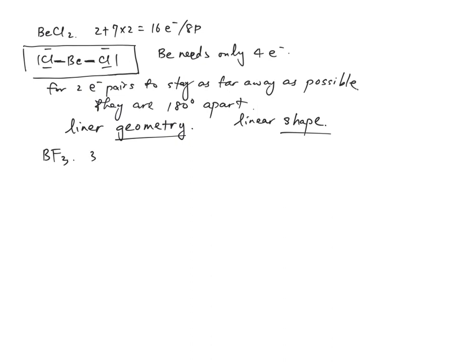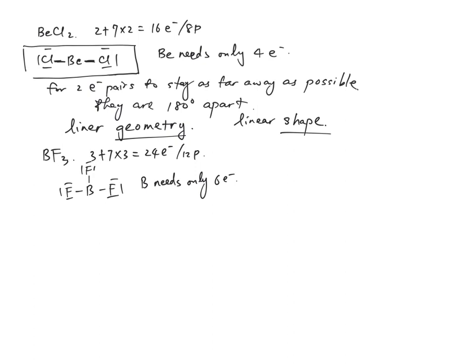Boron is in group 3. Fluorine has 7, and there are 3 fluorines. That's a total of 24 electrons, 12 pairs. Very easily you can draw the Lewis structure of boron trifluoride. And again, boron needs only 6 electrons. Boron is another exception we talked about.